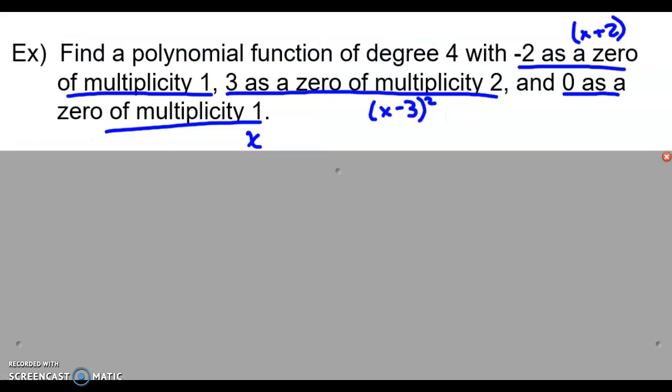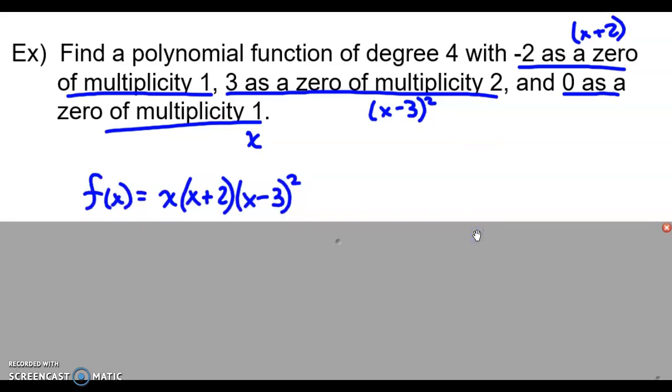All right, this one is going to involve some multiplicity stuff. It says I want a polynomial. It's going to be degree 4. -2 is a zero, so x plus 2 is the factor. Multiplicity 1, no exponents. 3 is a zero, but it's multiplicity 2. So notice that I have x minus 3, but I put an exponent of 2 on there. And then 0 as a zero of multiplicity 1, so we're down to plain x.